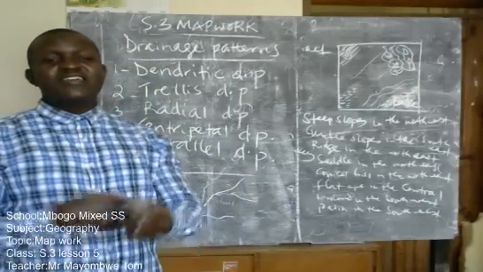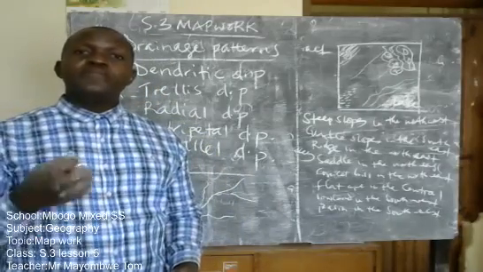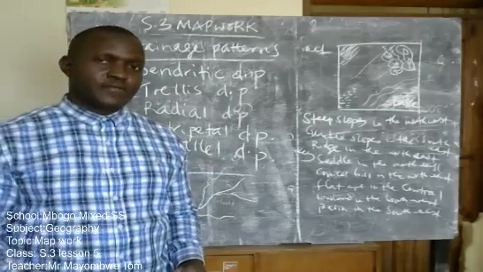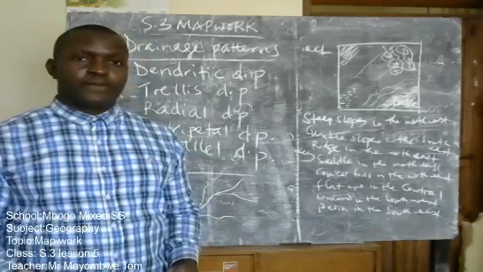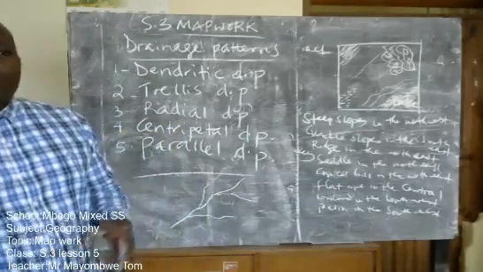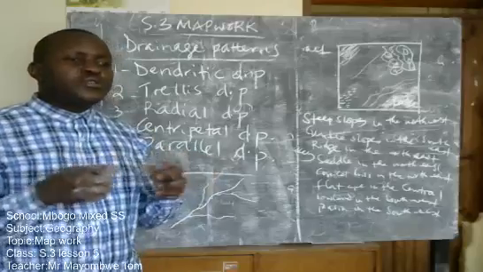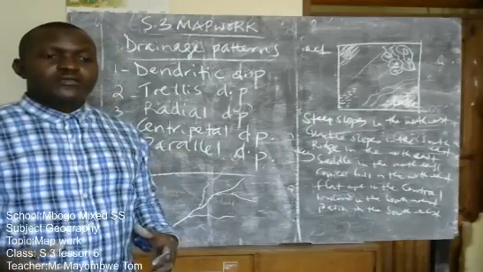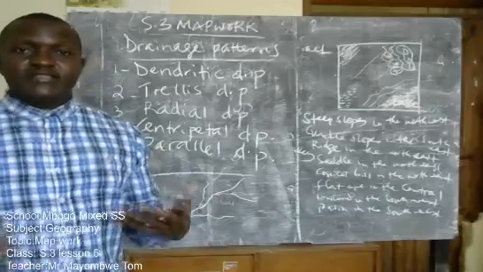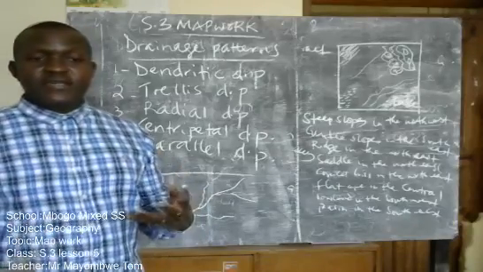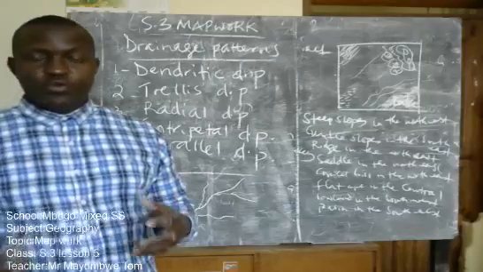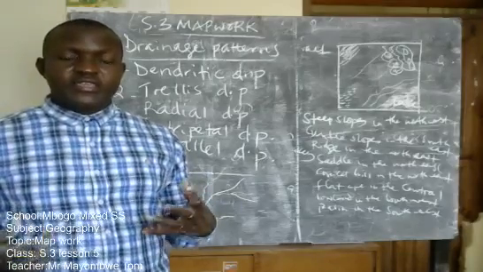Remember, even in sketch map drawing, you may be asked to draw a sketch map and indicate one drainage pattern. So if they tell you to indicate one drainage pattern, look at the way these rivers are joining. Do you see some rivers that are joining at angles less than 90 degrees? If you see them, that means they are making what we call a dendritic drainage pattern.